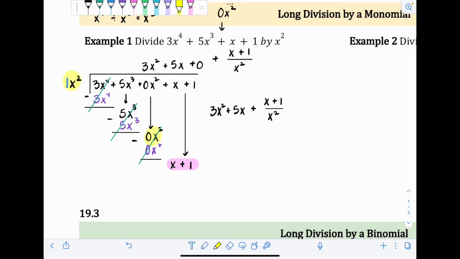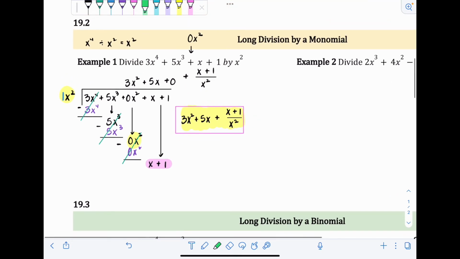A good way to check your work, or something that you could at least look out for, is that your remainder should never have a power of x that's the same or more than the denominator. So this is an x to the first power, this is an x squared. So the power in the numerator must be smaller than the power in the denominator for the remainder. So 3x squared plus 5x plus x plus 1 over x squared.